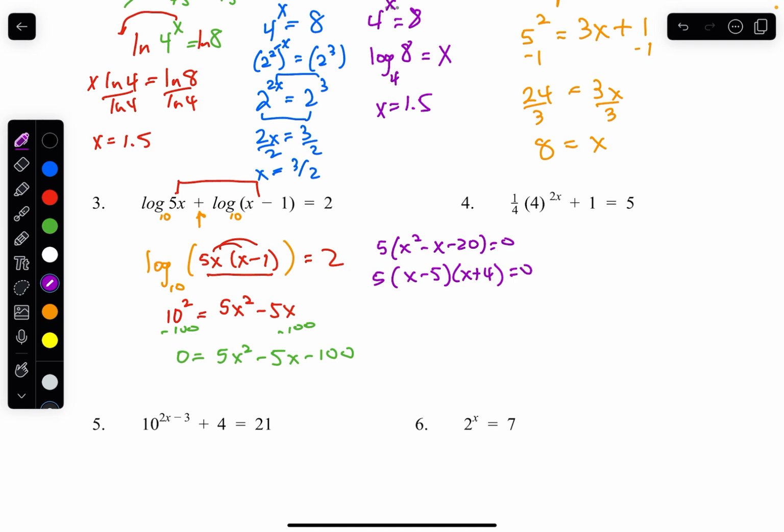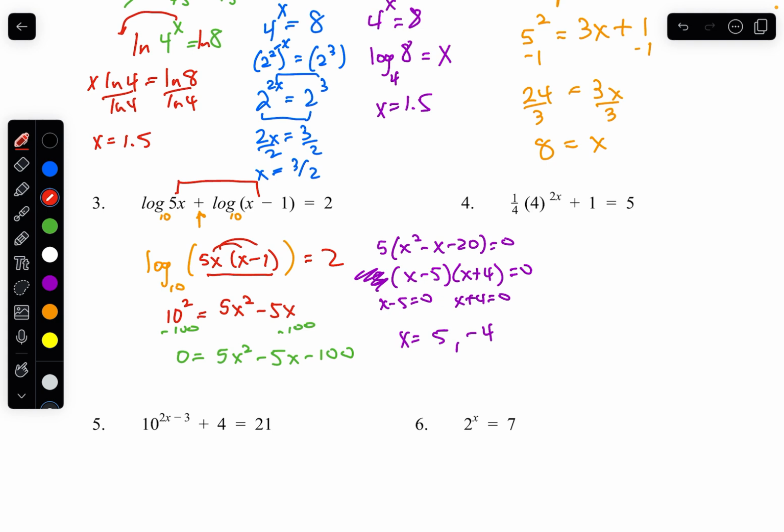Now, if I set each one of these equal to 0. This doesn't give us a solution, so you can disregard that one. But you set x minus 5 equal to 0, and you set x plus 4 equal to 0, and so my answers are 5 and negative 4.